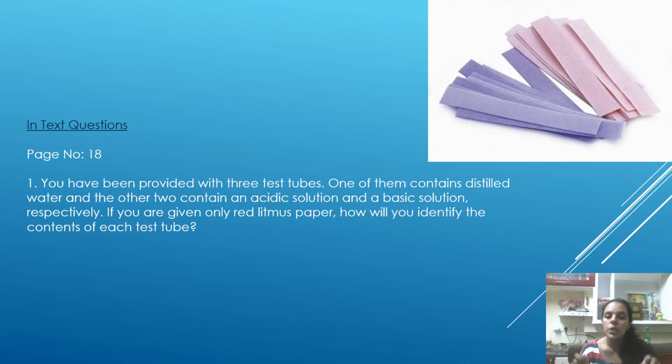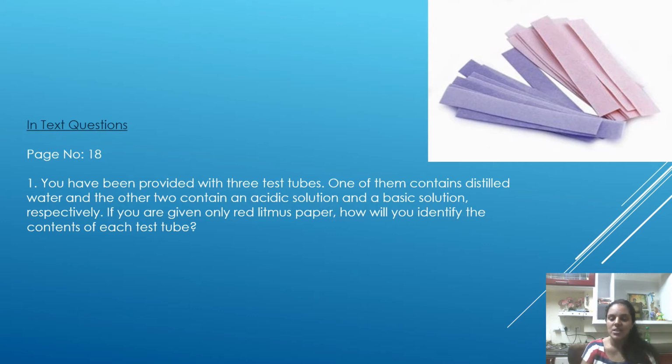So you are provided with three test tubes containing distilled water, acidic solution, and a basic solution. You are also given red litmus paper. How will you identify the contents of each test tube with the red litmus paper? That is the task assigned to you. You need to identify the contents present in each test tube, whether it is distilled water, an acidic solution, or a basic solution.